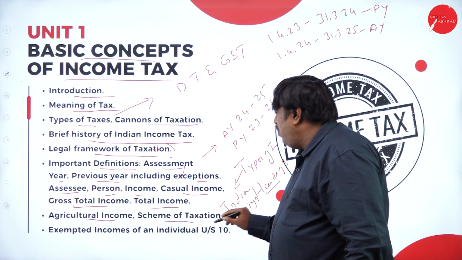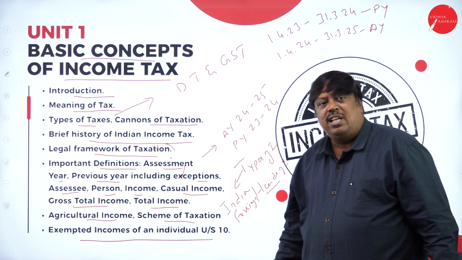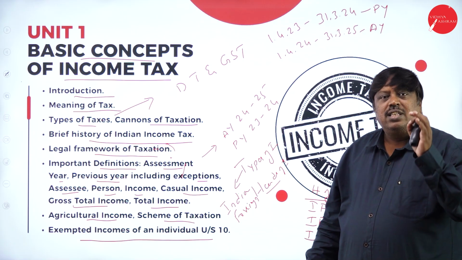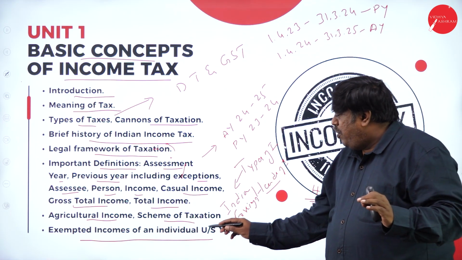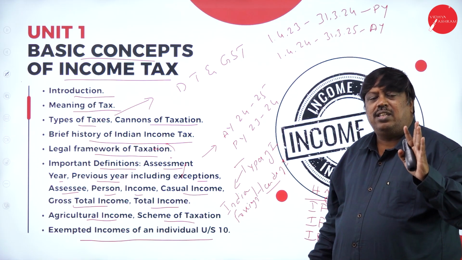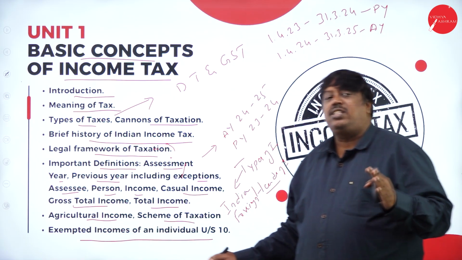Next, we have scheme of taxation: exempted incomes of an individual under section 10. It is a compulsory question for section B, that is 10 marks. So go through the information properly. If you write 10 points here, it is very easy. Out of 10 points, only one we have here, agricultural income.